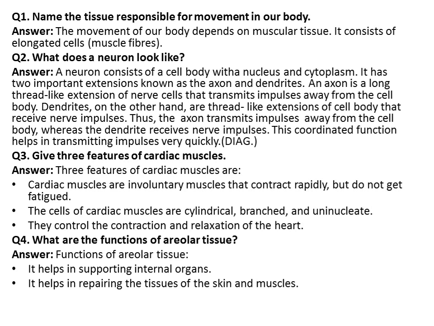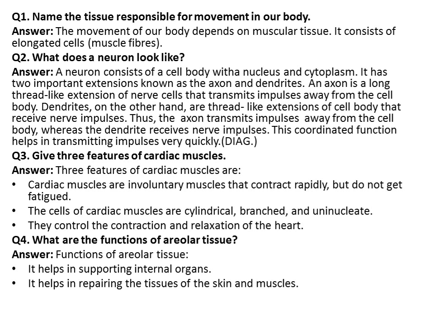So these are the questions related to animal tissues. The first question asks you to name the tissue which is responsible for movement. Obviously, it will be the muscular tissue, because they are attached with the bones. What does a neuron look like? Just now we have discussed the structure of the neuron. A neuron consists of a cell body, dendrites and the axon.